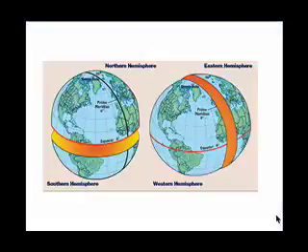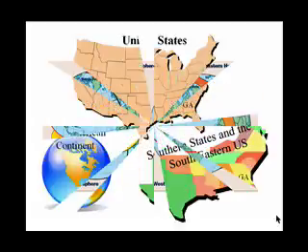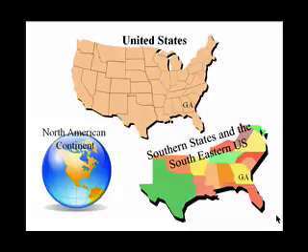Here is a picture of Georgia in the northern hemisphere and the western hemisphere. The northern hemisphere is divided by the equator, and the eastern and western hemisphere is divided by the prime meridian. And with these other photos, you can see the United States, where Georgia is located within the United States. You can see the North American continent, and you can see where Georgia is located within the southern states and the southeastern United States.